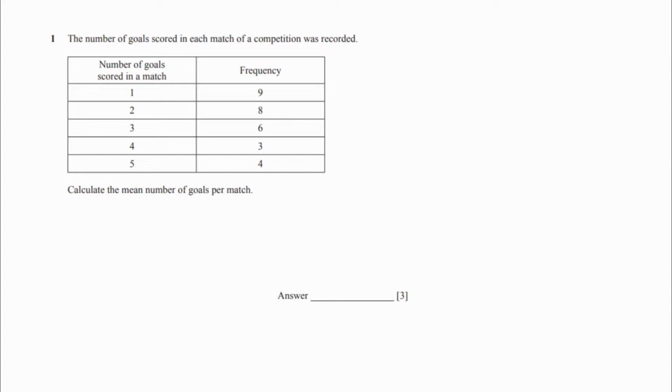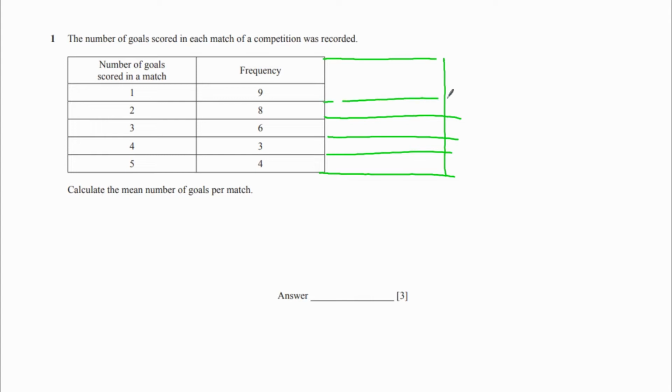So generally what we want to do with these cases is extend this table. And as I said, we need to have a clear view of what frequency is. So if we want to find the total number of goals, we have 1 goal in 9 matches. So what would be the total goals in that? It would be 1 times 9. We have 2 goals in 8 matches, so 8 times 2 would be 16.